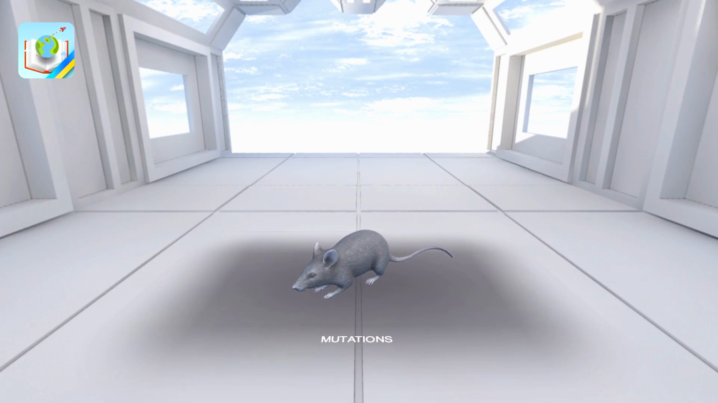Mutations are most often observed in small animals. Let's look at the mouse and tap on it. This is an ordinary house mouse, but its color is often subject to mutations and has different variations.